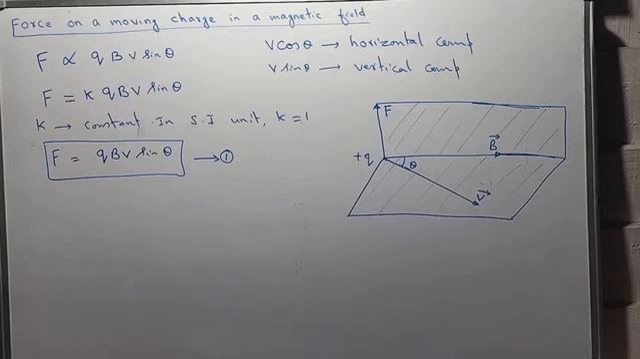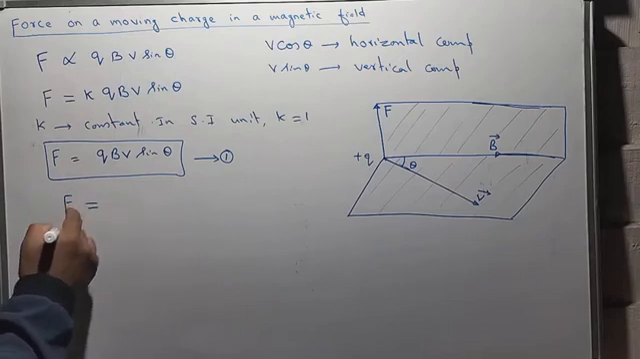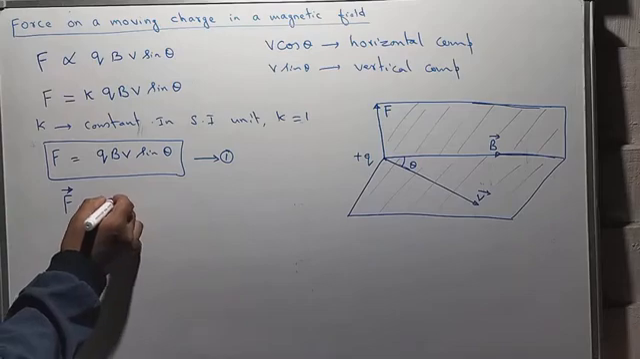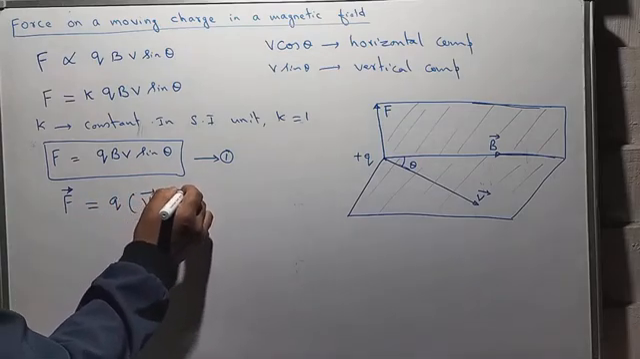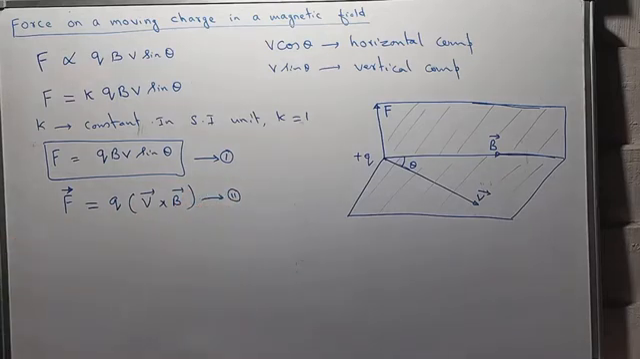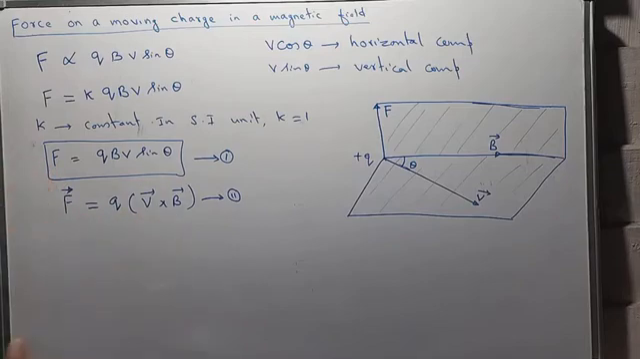Now please remember this equation, which is the force experienced by a charge moving in a magnetic field. Okay, now looking at this equation 1, I can say that when you write this force in vector form, you will get q and then v cross B. So this is your equation 2, and this equation 2 is the vector form of the force F, which is experienced by the charge q.